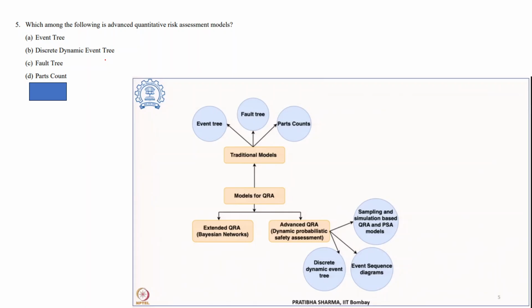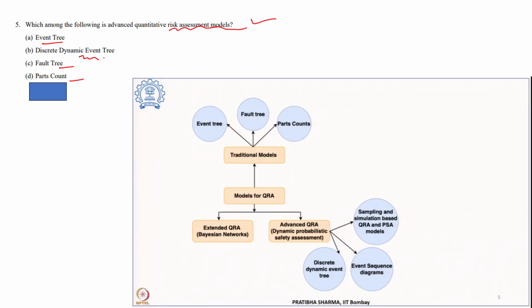Next one is, which of the following is an advanced quantitative risk assessment model? Discrete dynamic event tree, HA, event tree. The others are the normal traditional models, so the event tree, fault tree, and parts count.